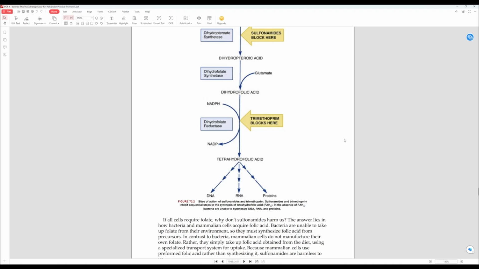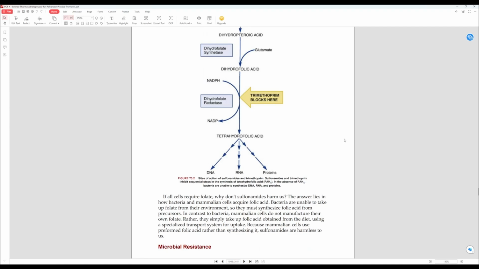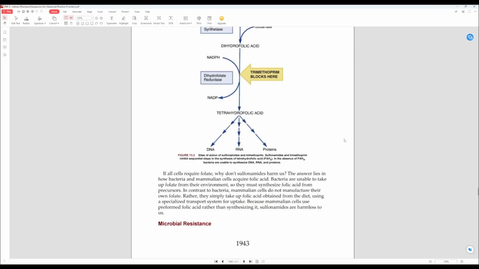If all cells require folate, why don't sulfonamides harm us? Well, the answer lies in how bacteria and mammalian cells acquire folic acid. Bacteria are unable to take up folate from their environment, so they must synthesize folic acid from precursors. In contrast to bacteria, mammalian cells do not manufacture their own folate. Rather, they simply take up folic acid obtained from their diet, using a specialized transport system for uptake. Because mammalian cells use preformed folic acid rather than synthesizing it, sulfonamides are harmless to us.